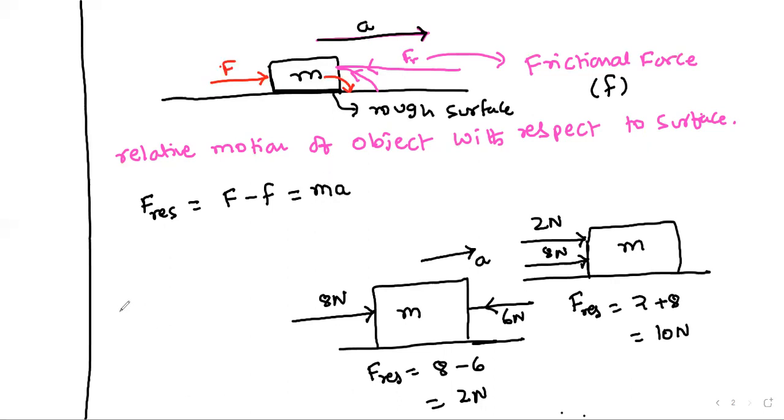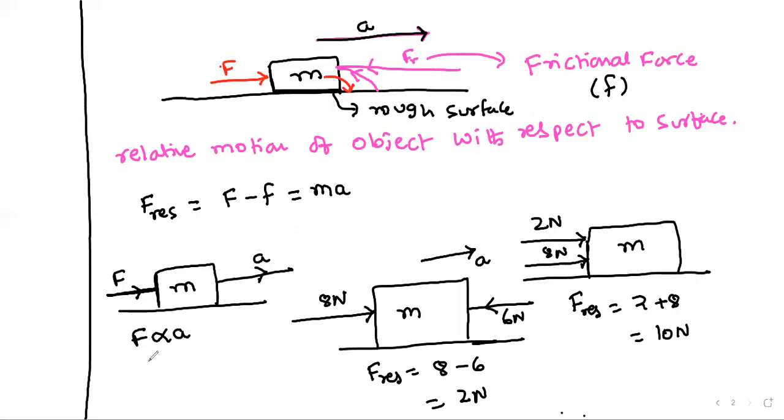According to Newton's second law, suppose we have an object of mass m. Whenever a force is applied, the amount of force applied on the object is directly proportional to the acceleration. F is directly proportional to acceleration. In order to remove this proportionality, first I am keeping a constant, K equal to F by A.